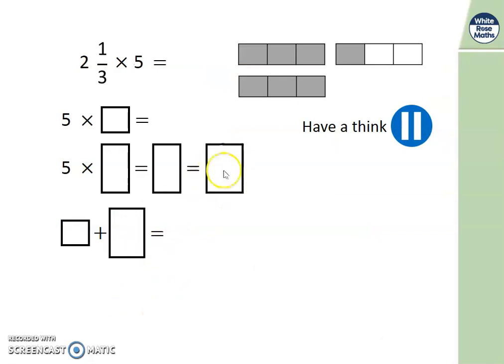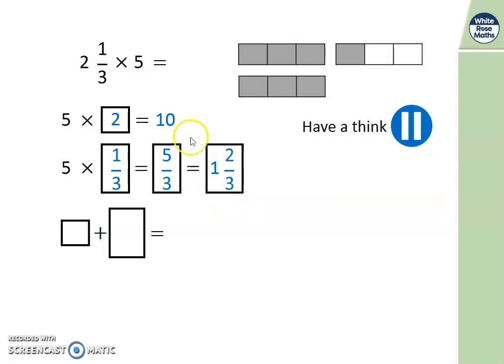Pause the video and have a go at this one, using the same idea. Let's see if you got the same. So I'm doing 5 times this, and you can see I've built it here. So I need 5 times the whole number first, which is 2, and that's 10 whole ones. Then I need to do 5 times the 1/3. 5 times 1 is 5, 5/3, and I can see there it's an improper fraction. 3/3 is 1 whole one, and there'd be 2 more to get to 5/3, so that's 1 and 2/3.